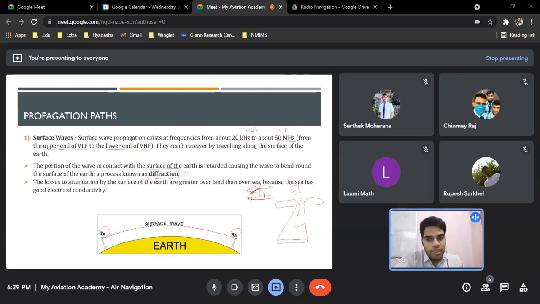The losses due to attenuation by the surface of the Earth are greater over land than sea, because the sea has good electrical conductivity. Now you need to understand these two things: what attenuation is and what absorption is. Secondly, electrical conductivity. If I'm talking about two places with a big lake between them, this is my transmitter, this is my receiver. Above the lake there is no structure, there are only water droplets. So the attenuation drops, and easily we can know that the range increases.